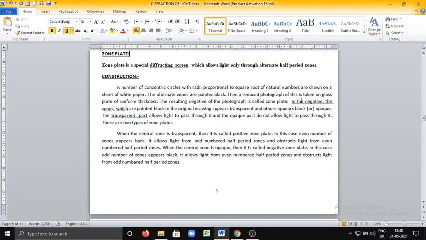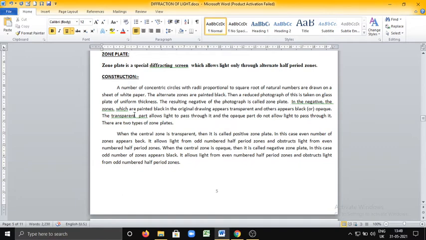Then a reduced photograph of this is taken on a glass plate of uniform thickness. This is the construction of the zone plate. The resulting negative of the photograph is called a zone plate.